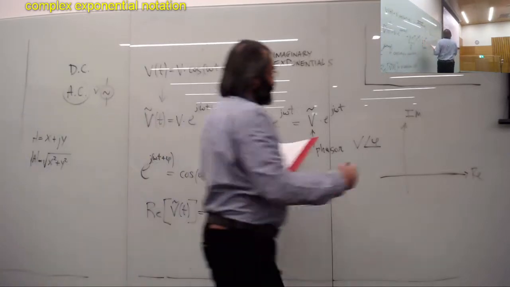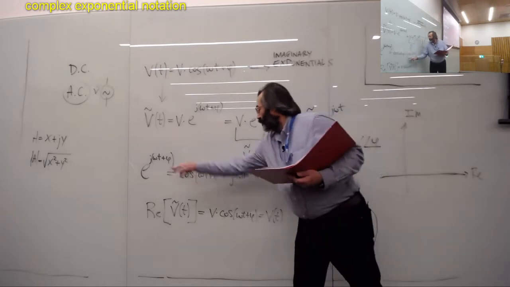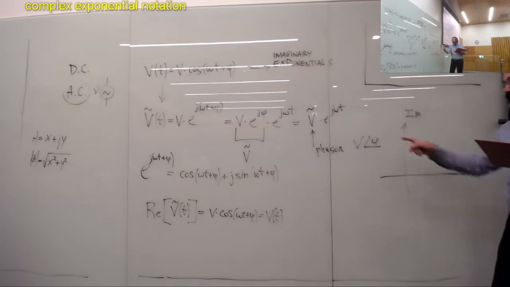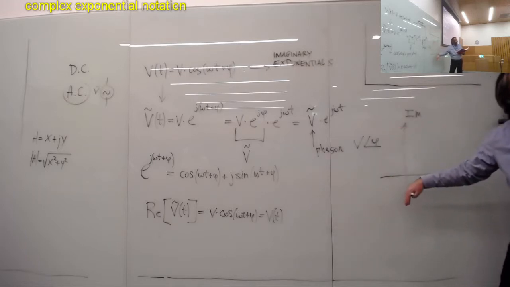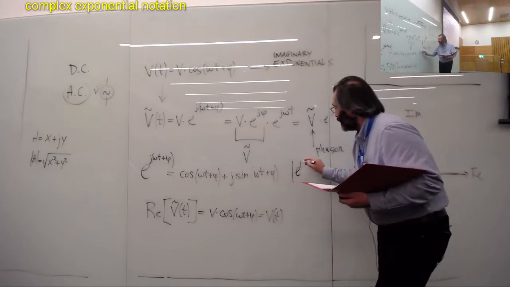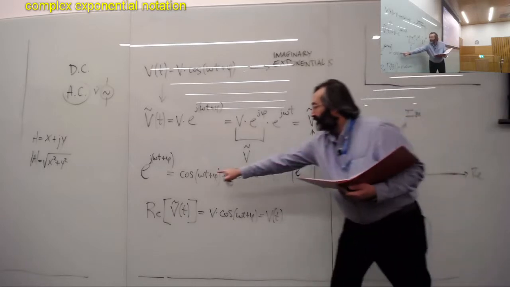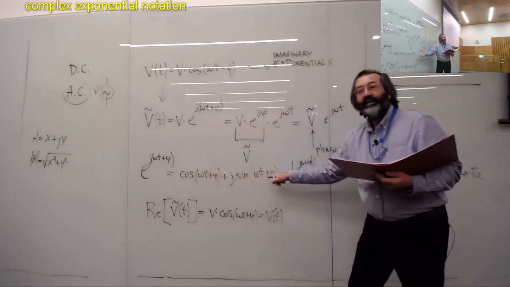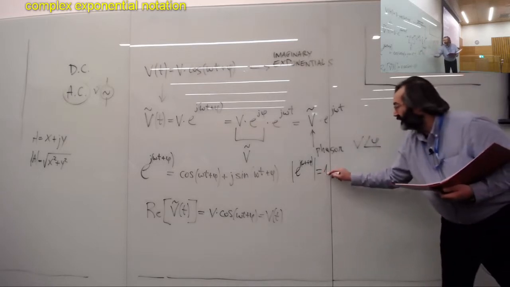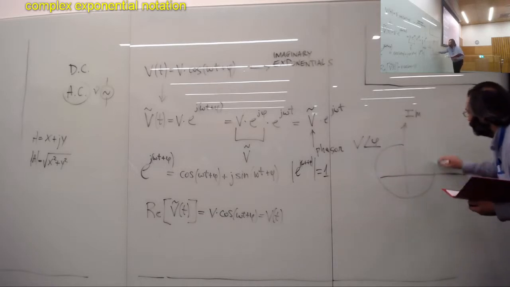So this is the real component of this quantity, and this is the imaginary component. This is actually indicating a unity vector of length one, because if you do the absolute value of e to the j omega t plus phi, it will be cosine squared plus sine squared, which is one, and the square root of one is one. So I could draw here the unity circle.